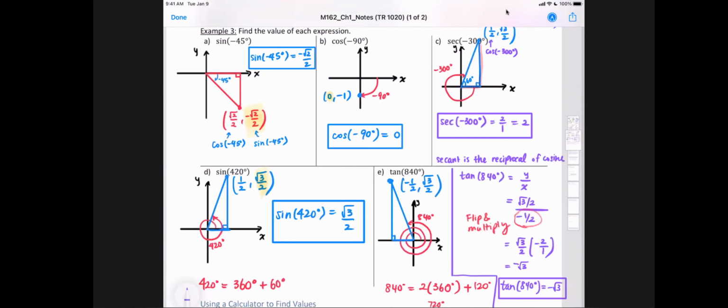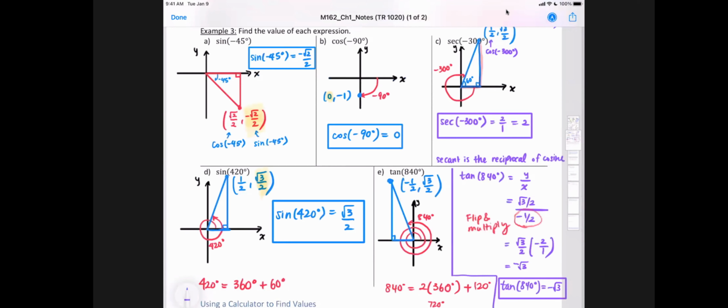All right, so if this one was asking for cotangent of 840 degrees, then the definition of cotangent is that you take the x coordinate and divide it by the y coordinate. So if you are given a cotangent, that's what you have to do.